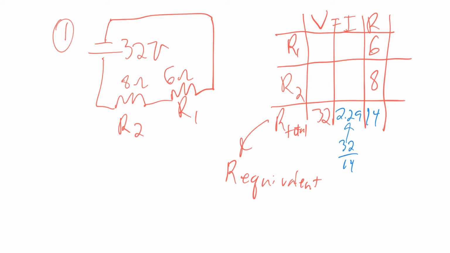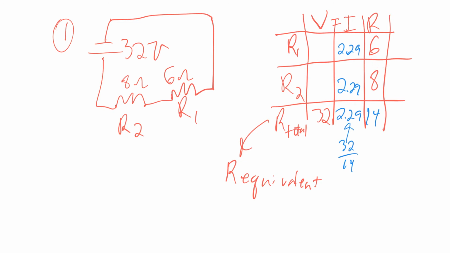Now wait a minute. This is a series circuit. What do I know is constant in series? Well, that's current. So each one of these is 2.29. Then after that, how do I find the voltage? Well, R times I is the voltage. So all I have to do is multiply 6 times 2.29 and 8 times 2.29.